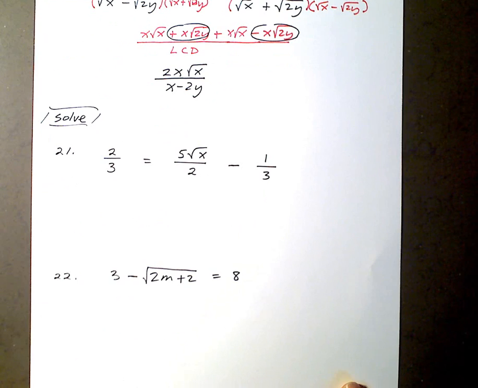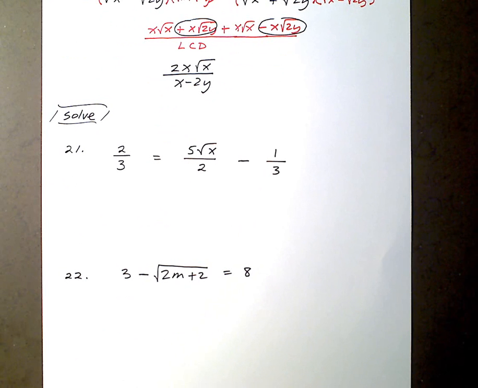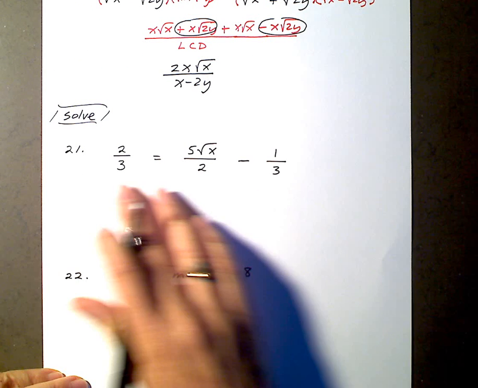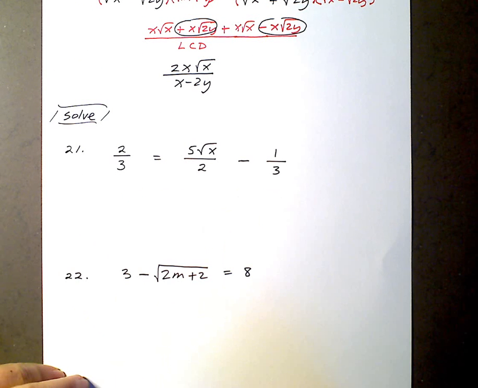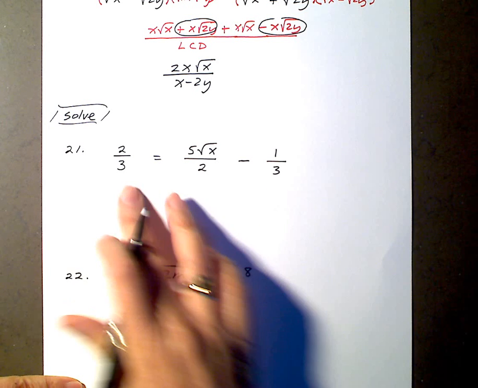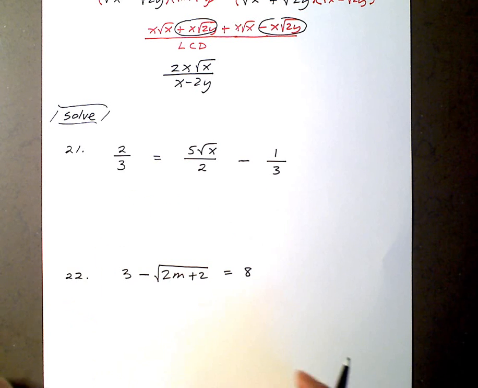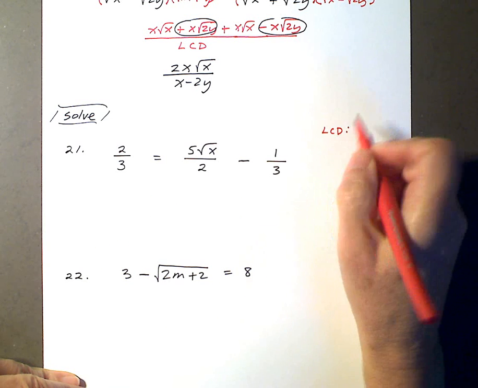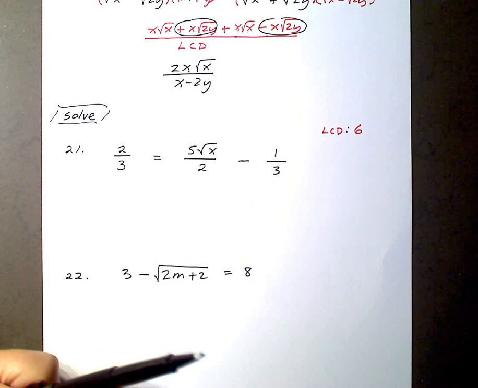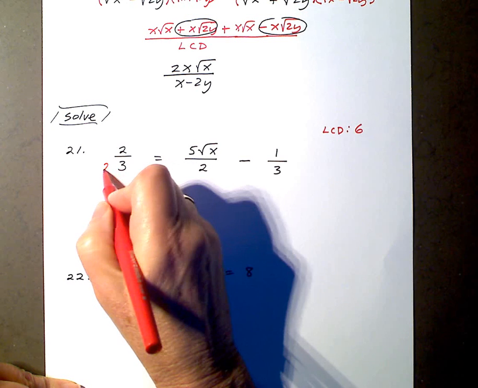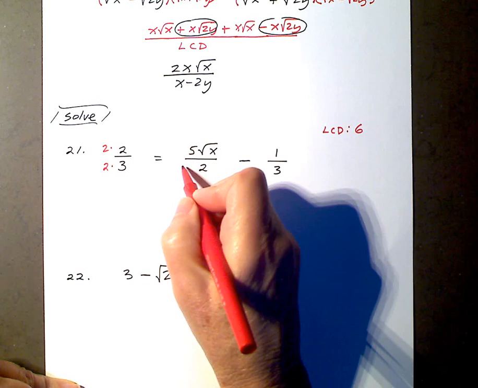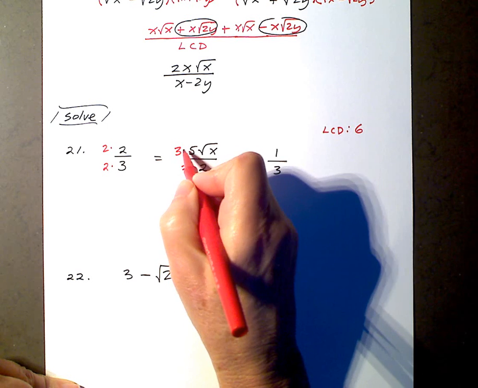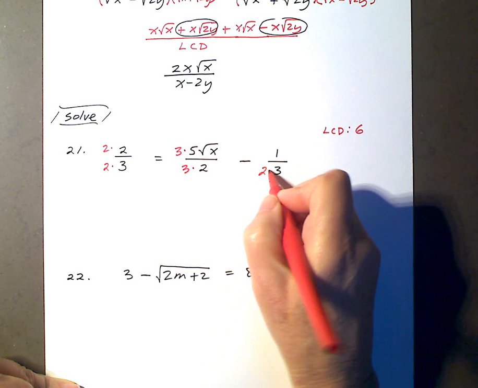Okay, now we go to number 21, and this is the section where we're solving equations. So if we've got, like this first one, number 21, fractions, we can beef these up, rewrite them over the lowest common denominator, and then clear those fractions. So the lowest common denominator is 2 times 3, which is 6. So this one needs to be multiplied by 1 in the form of 2 over 2, this term by 1 in the form of 3 over 3, and this by 1 in the form of 2 over 2.